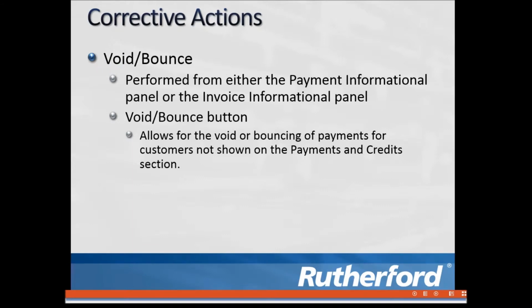The third corrective action is voiding or bouncing a document. This procedure can be performed from either the payment informational panel or the invoice informational panel. The void and bounce button allows for the voiding or bouncing of payments for customers not shown in the payments and credits section.